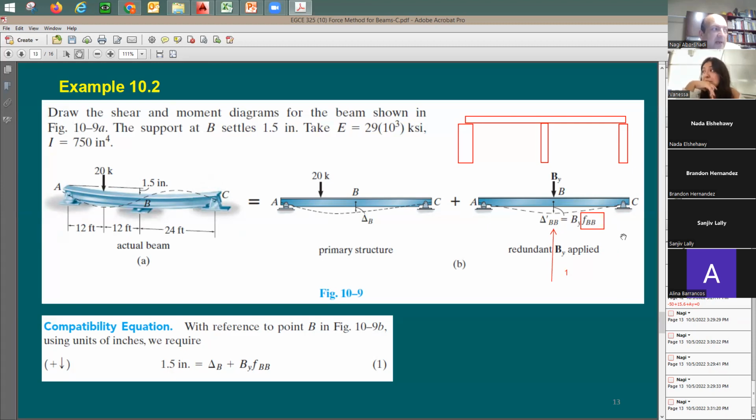But I can't say how many kips are needed to bring this back to 0, because this actually doesn't have 0 displacement. This support actually moves down. It moves down by 1.5 inch. So now I can rewrite my equation. Instead of saying delta B plus the reaction at B times FBB, it's not going to be equal to 0. It's going to be equal to some settlement, some movement at the support. Where is this 1.5 inch coming from? You can say coming from here.